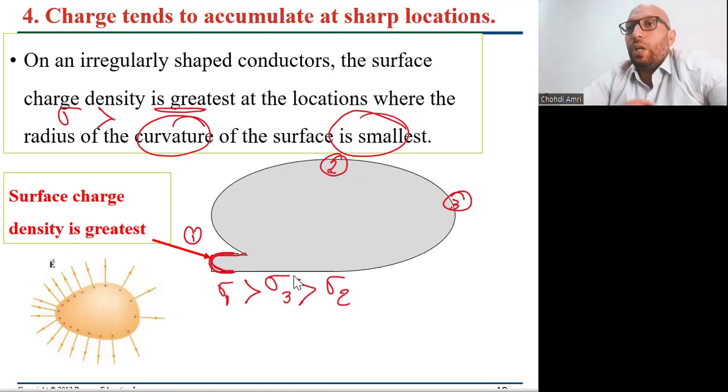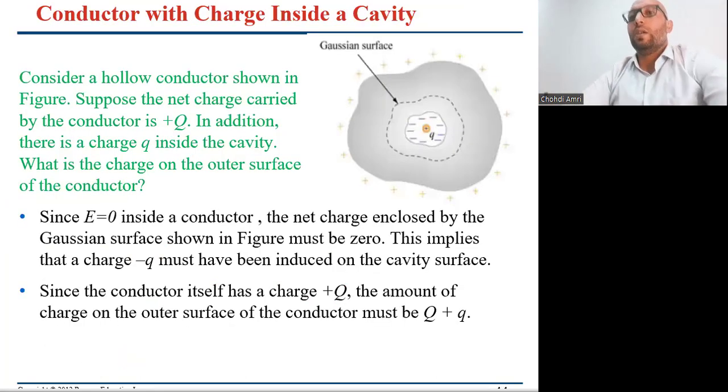I repeat, for an irregularly shaped conductor, the surface charge density is the greatest at the location where the radius of curvature is smallest. So in region 1, the surface charge density is the greatest. Region 2 is medium, region 3 is medium, and region 2 is the smallest. Why? Because we have a nearly flat surface. And we are done.